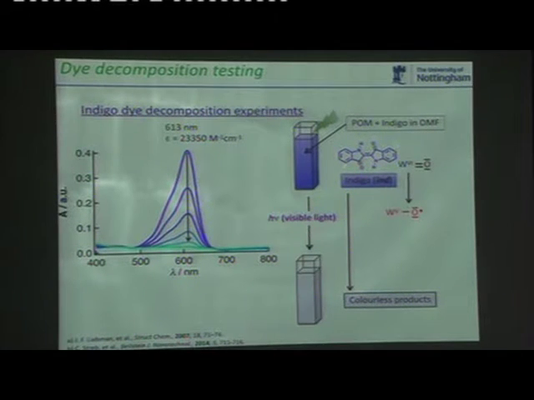What we think happens is that the POM goes to the oxo radical. It's then probably solvent mediated, we think. We get to the reduced polyoxometalate. This most likely DMF-based radical attacks the indigo. And we reoxidize the POM by air. So, that's our model system.